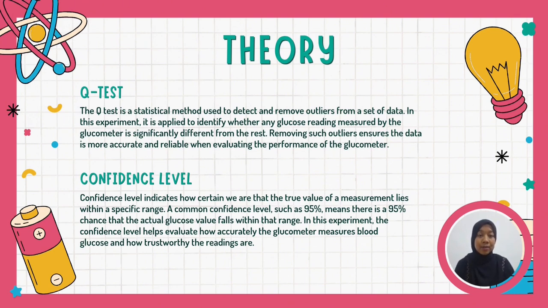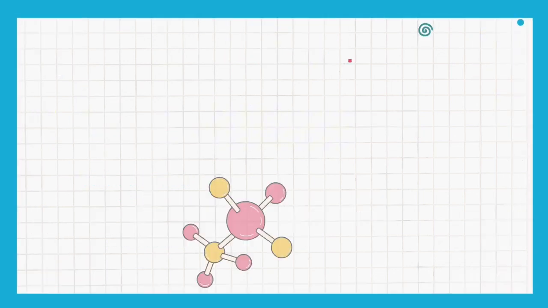Next, the confidence level represents how certain we are that the true value lies within a specific range. For example, using a 95% confidence level means we are 95% confident that the actual glucose concentration falls within that calculated interval. Therefore, by using the Q-test and confidence level, we can assess how accurate and consistent the glucometer is in measuring blood glucose level.